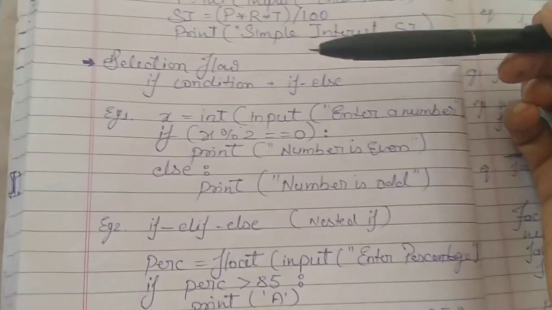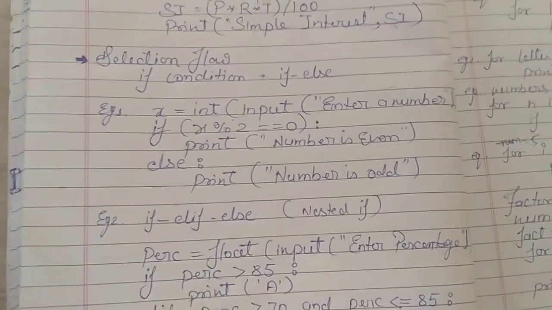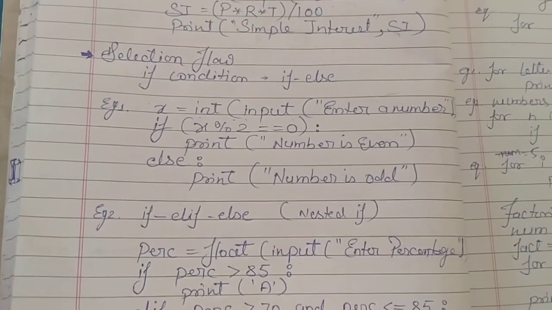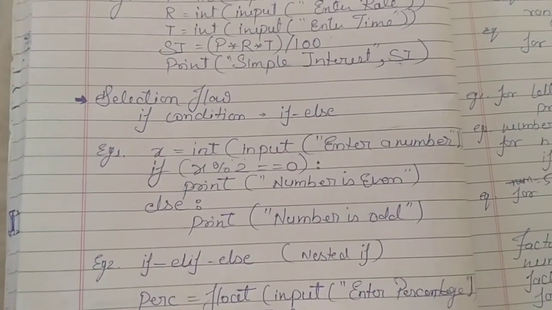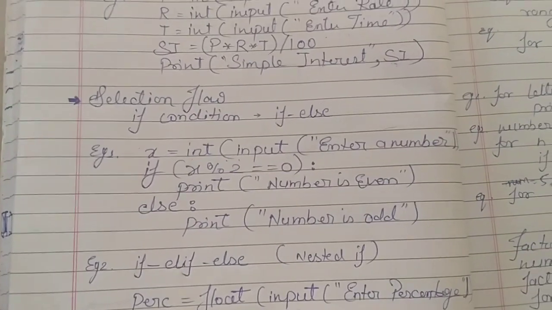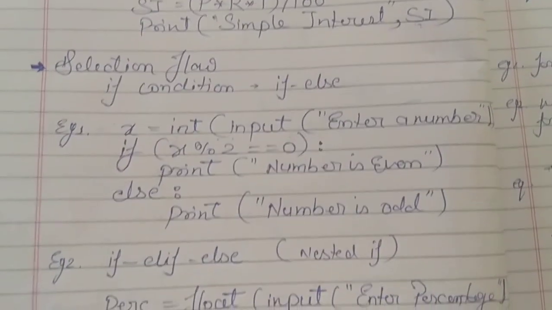Now the second is selection flow. Selection flow, or branching also sometimes we say. Branching or selection control uses if conditions: if, else, nested else. Okay. Now see, with an example I'll explain to you.